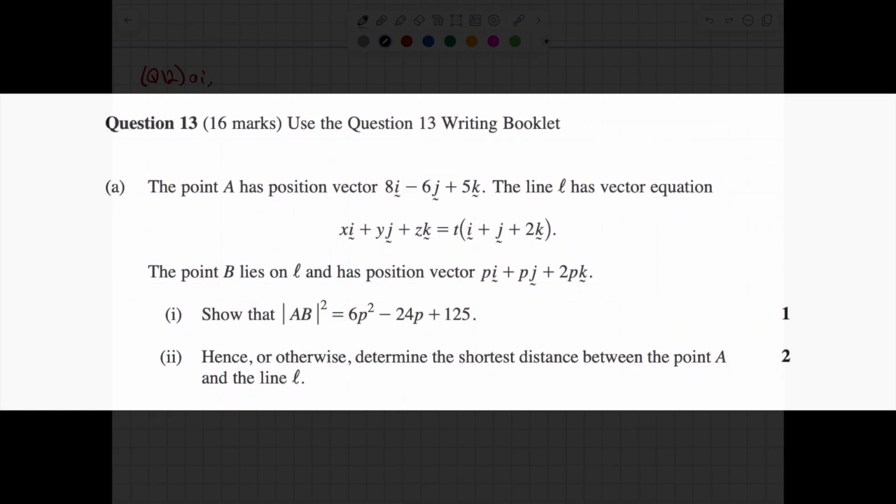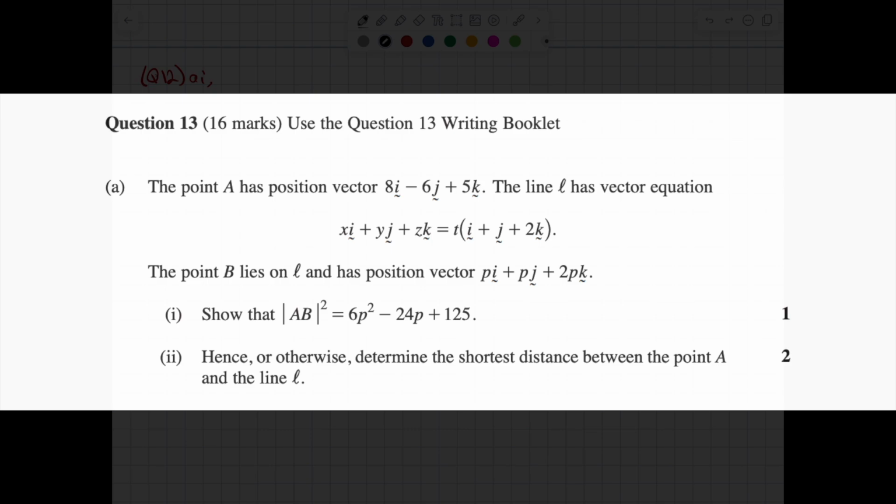In this video, we'll be going through question 13 from the 2024 HSC Mathematics Extension 2 exam. Part A. The point A has position vector 8i minus 6j plus 5k. The line L has vector equation xi plus yj plus zk equals t into i plus j plus 2k. The point B lies on L and has position vector pi plus pj plus 2pk.